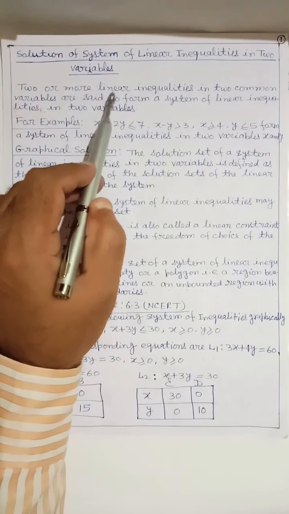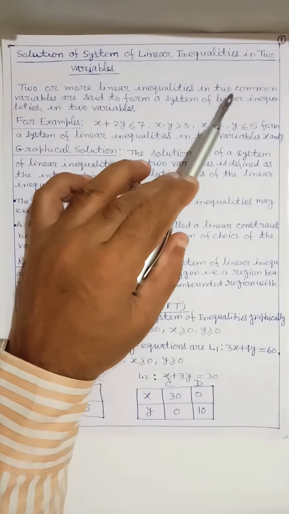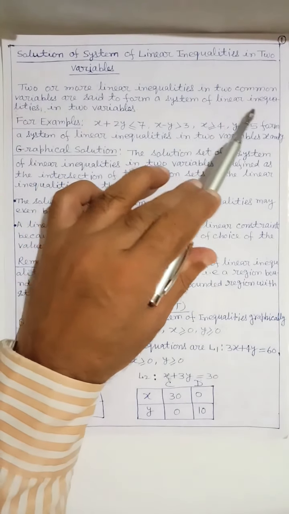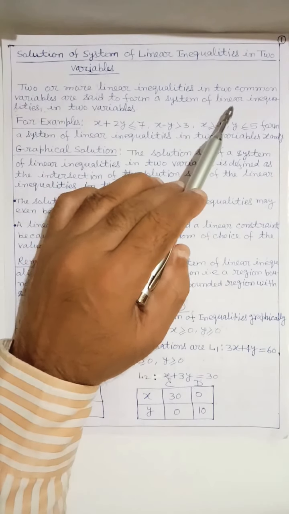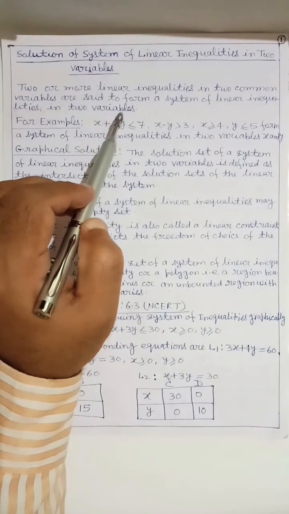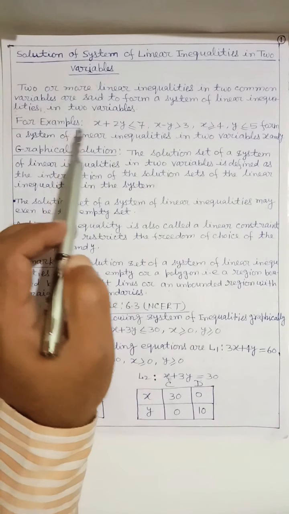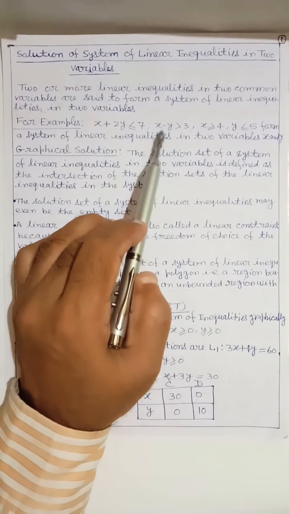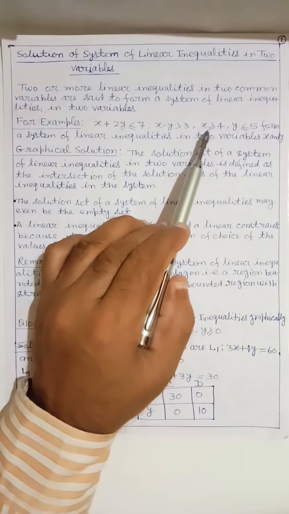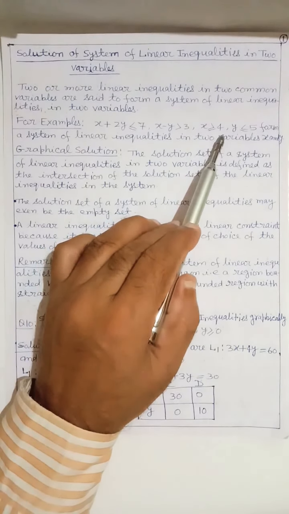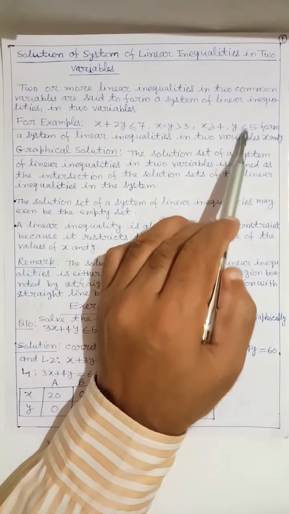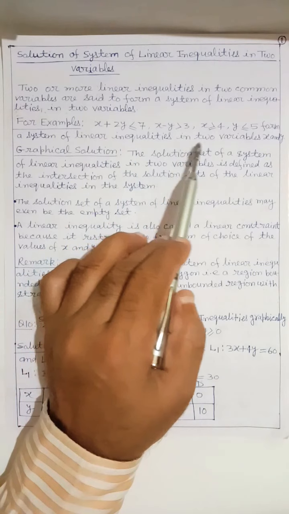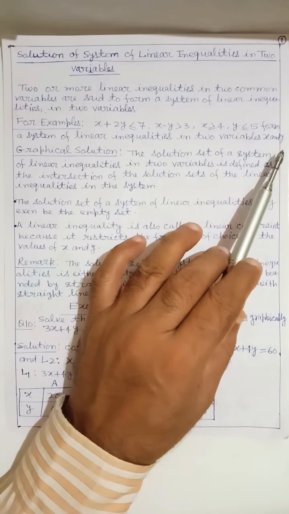Two or more linear inequalities in two common variables are said to form a system of linear inequalities in two variables. For example, x plus y less than or equal to 7, x minus y greater than 3, x greater than or equal to 4, y less than or equal to 5 form a system of linear inequalities in two variables x and y.